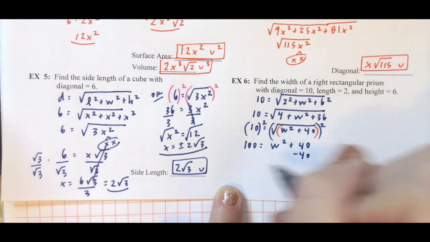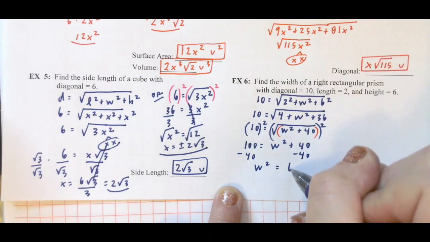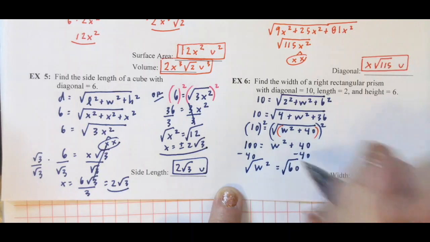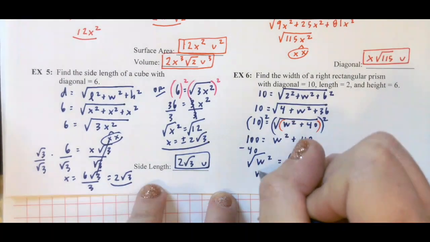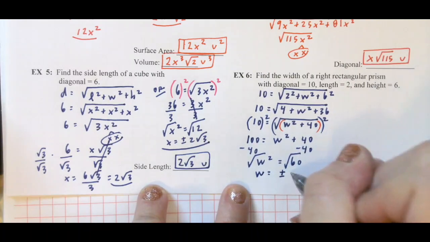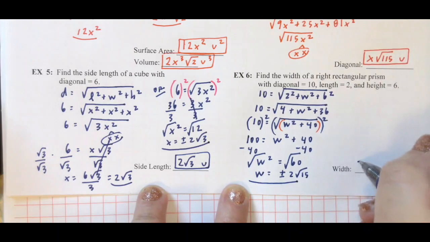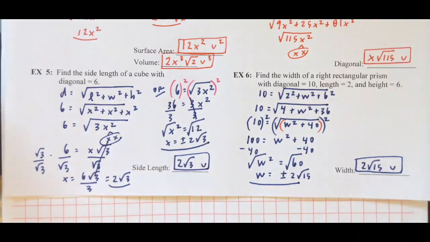Take away the 40 from each side. My width squared equals 60. Solve by taking the square root. Simplify that 60. That's 4 times 15. So I get a width of plus or minus 2 root 15. But again, I'm only going to take the positive. I can't have a negative measure. So my width is 2 root 15 units.